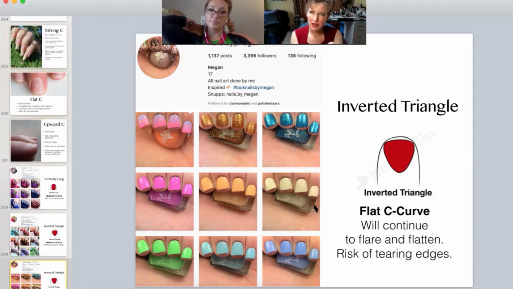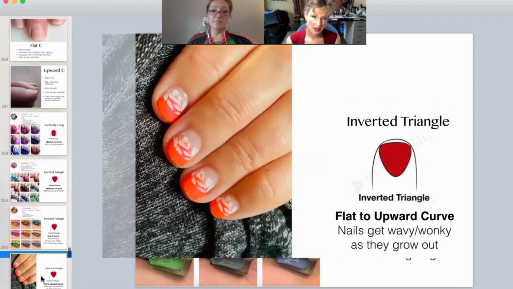You can just gently file that corner off, and then cosmetically from the top view, it will look more rectangular. Symmetrical. And also, it looks like Megan's nails are thicker than mine. If I were to have a straight square edge like that, it would just tear. It would be like, yeah, done. We're over. Yeah, yeah.